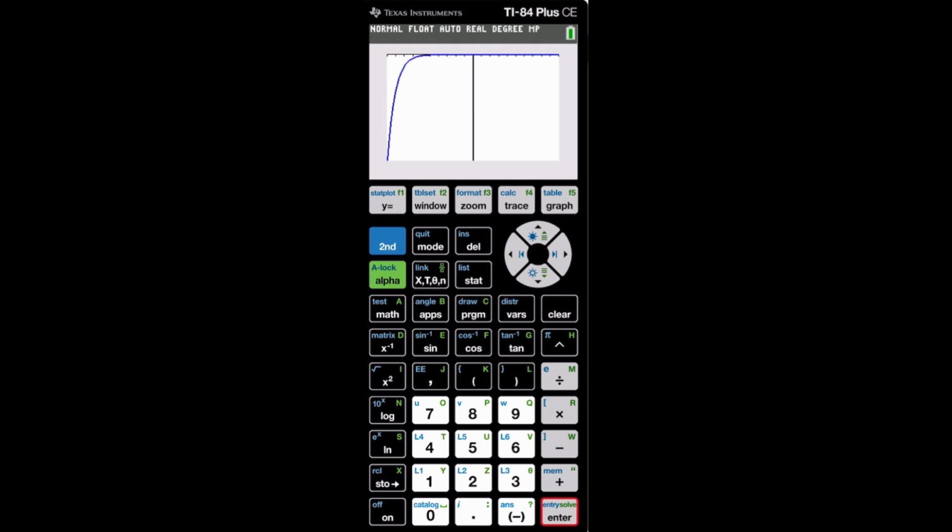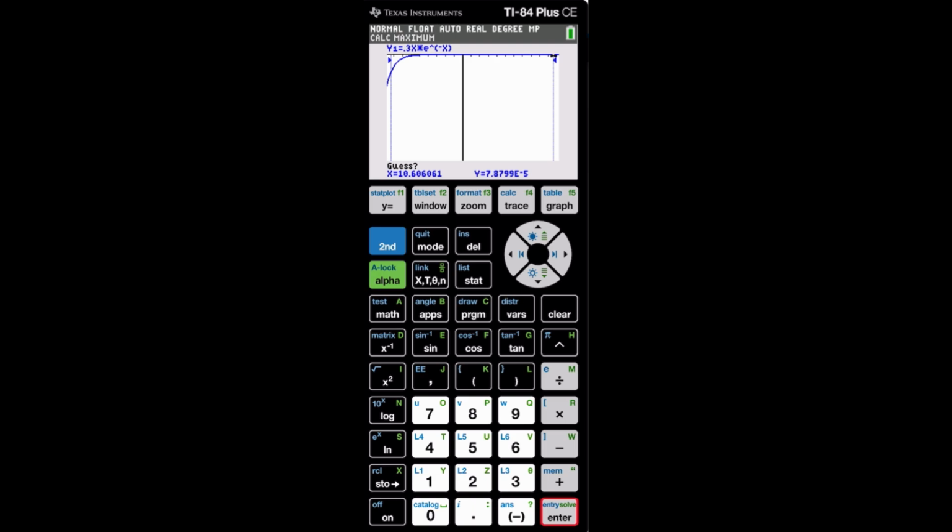And so in order for us to find the greatest rate, we want to find the maximum. So we're going to go second trace and we're going to go to maximum. When you do that, you have to give a calculator a bound. So I'm going to go all the way to the left, press enter, and then just kind of press it all the way to the right. Notice you can kind of see how it's moving along. And I'm just going to get as far as possible to the end. So I'm going to press enter.